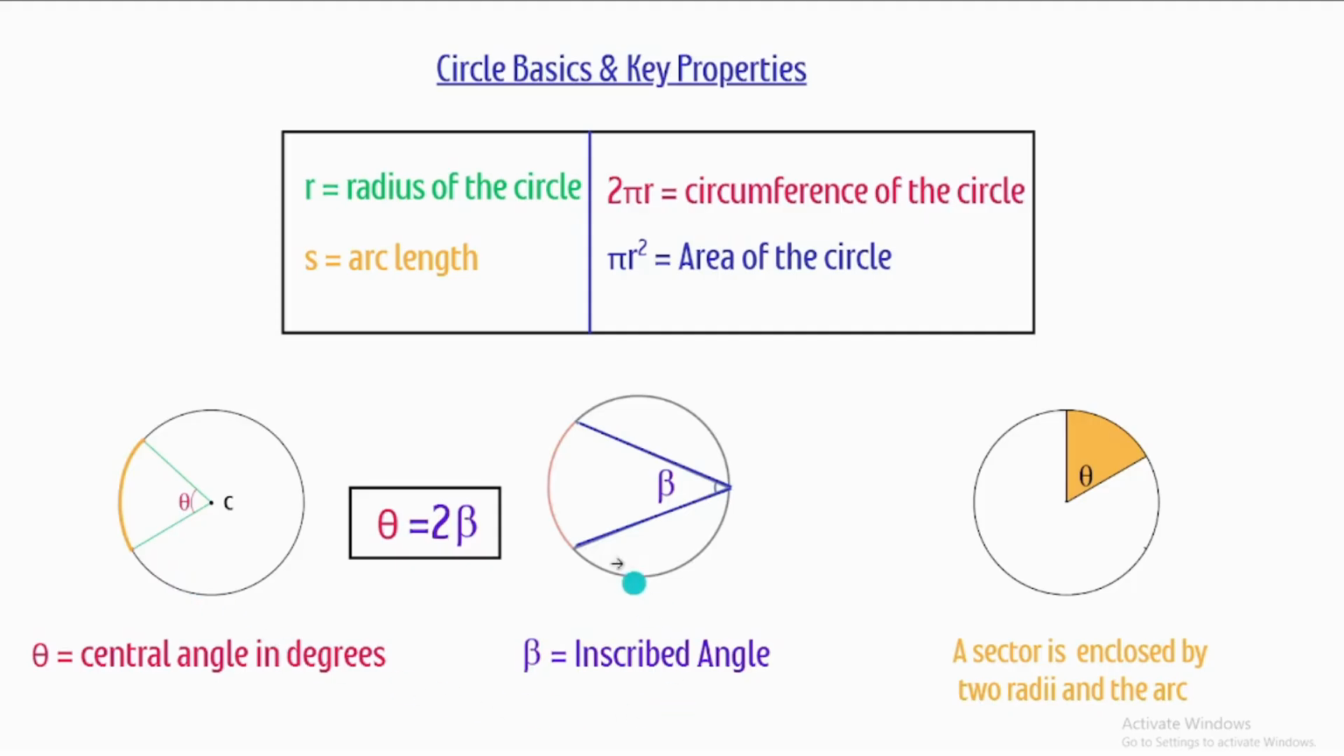and this is the inscribed angle. And of course, we know that the central angle equals twice the inscribed angle when they subtend the same arc. This is a sector of a circle. It's enclosed by two radii and the arc.